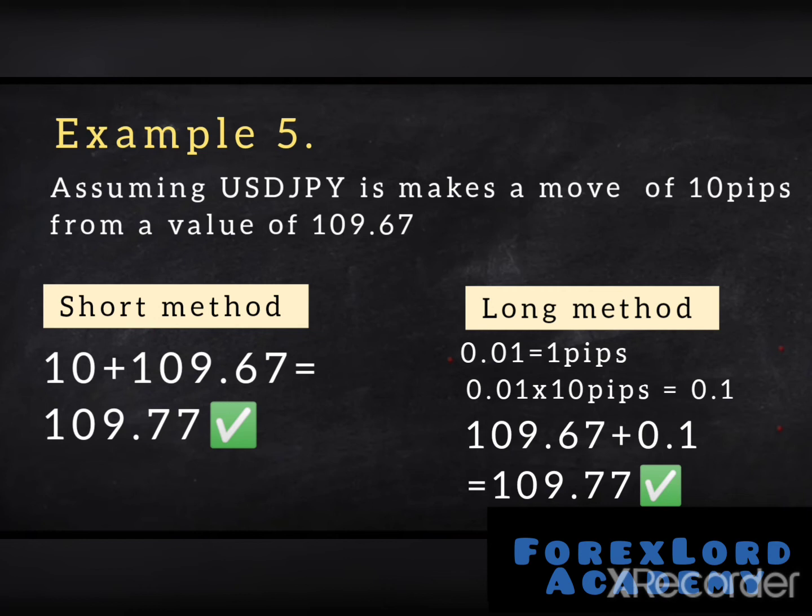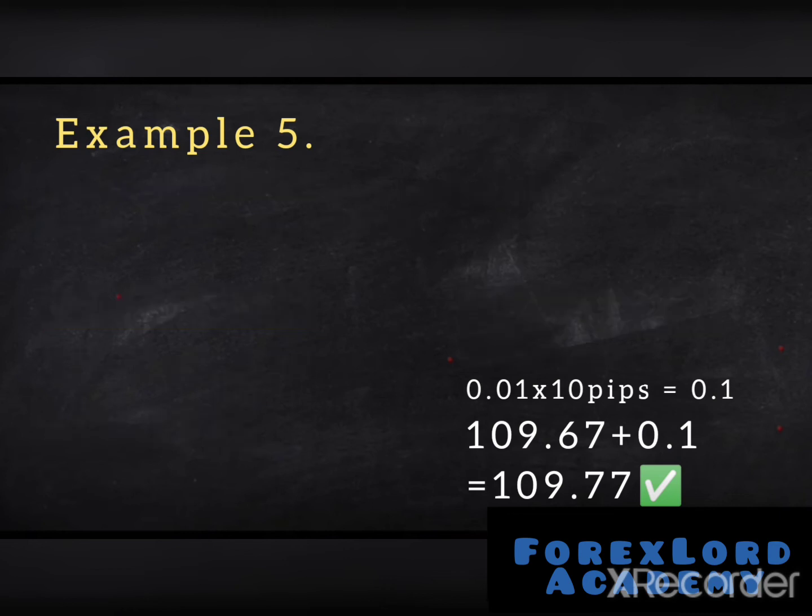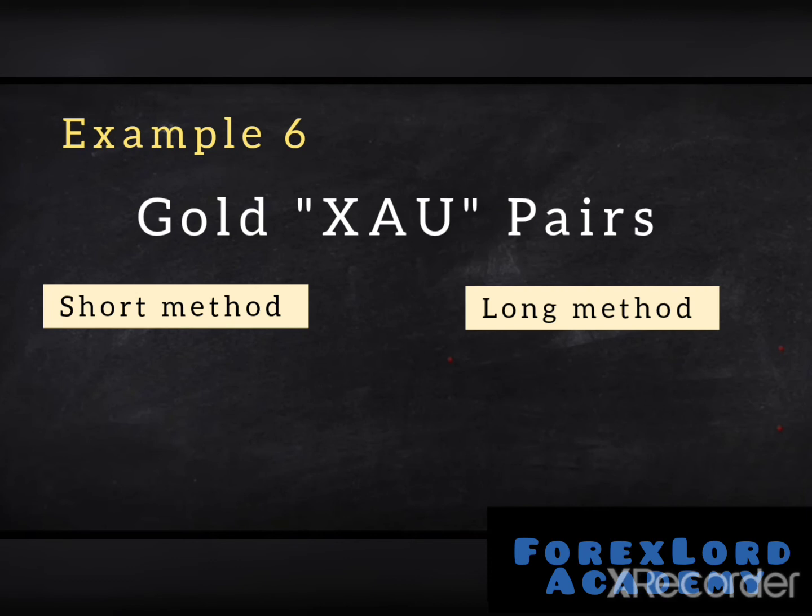Congratulations, guys! You have actually graduated from Euro pairs. Now you have graduated from JPY pairs. Now let's go to XAU, that's gold pairs. Let's now check how their own formula plays out.